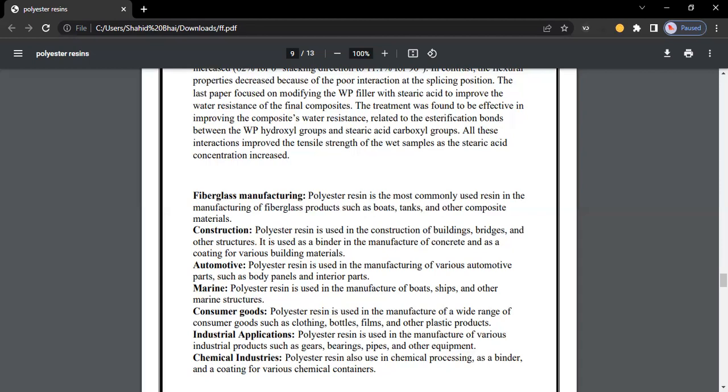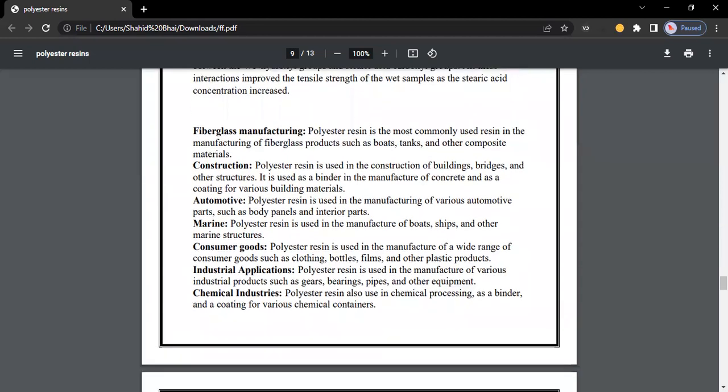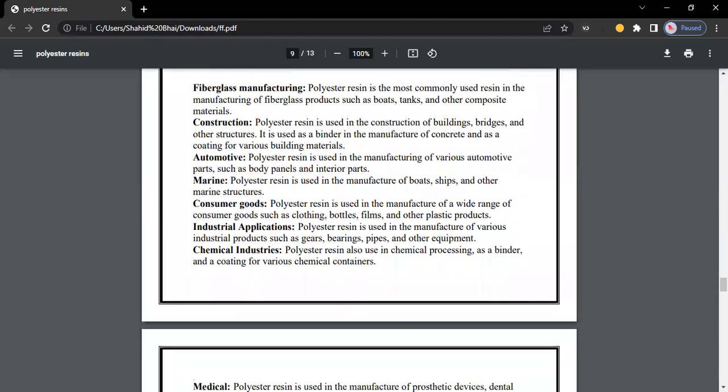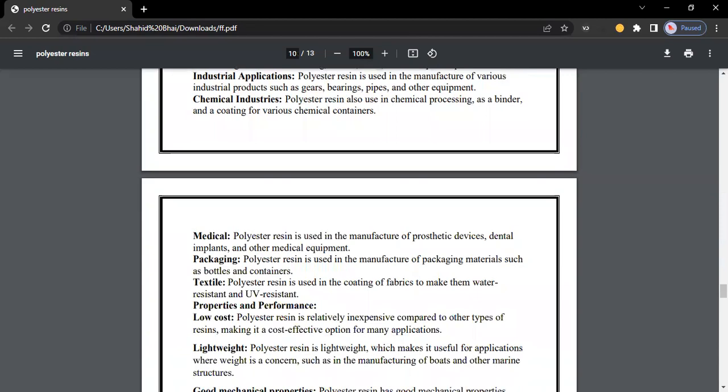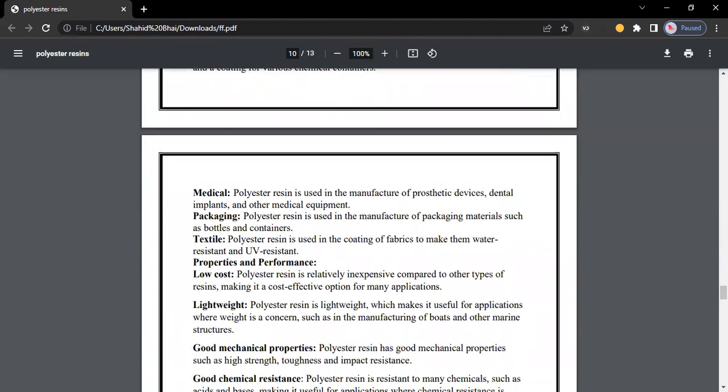Marine: it is used in hulls, ships, and other marine structures. Consumer goods: polyester is used in the manufacturing of a wide range of consumer goods such as clothing, bottles, films, and other plastic products. Industrial application: polyester is used in manufacturing various industrial products such as gears and bearings, pipes, and other equipment. Chemical industries: polyester is also used in chemical processing as a binder and coating of various chemical containers.